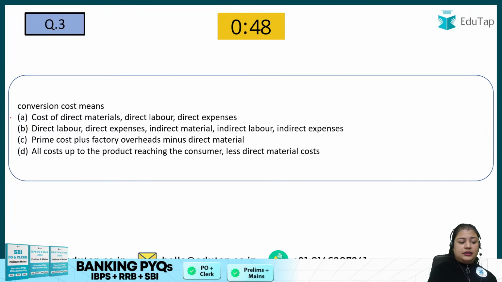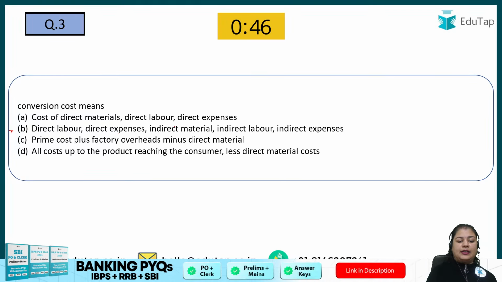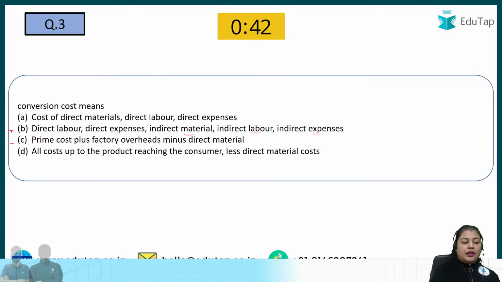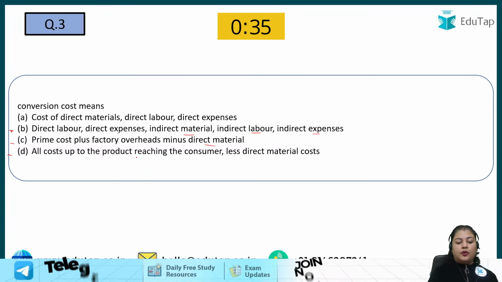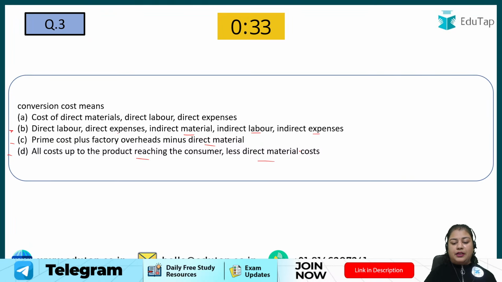Okay, then B option, direct labor, direct expenses, indirect material, indirect labor, indirect expenses. C, prime cost plus factory overheads minus direct material, or D, all the cost up to the product reaching the consumer less direct material cost. So basically what is conversion cost?